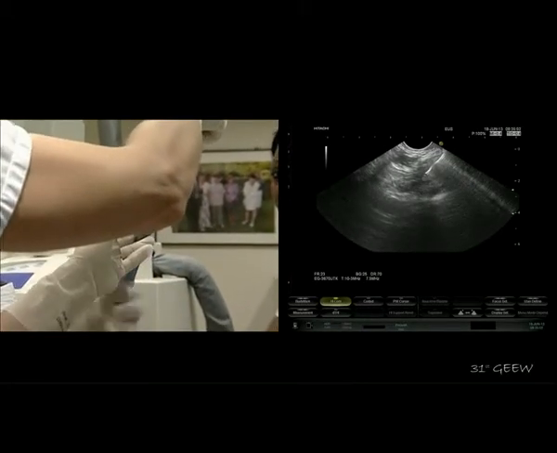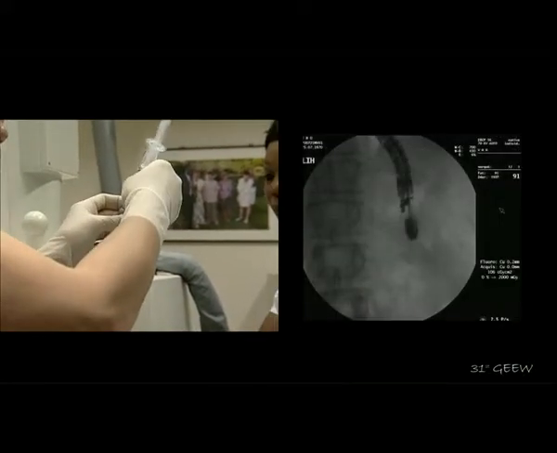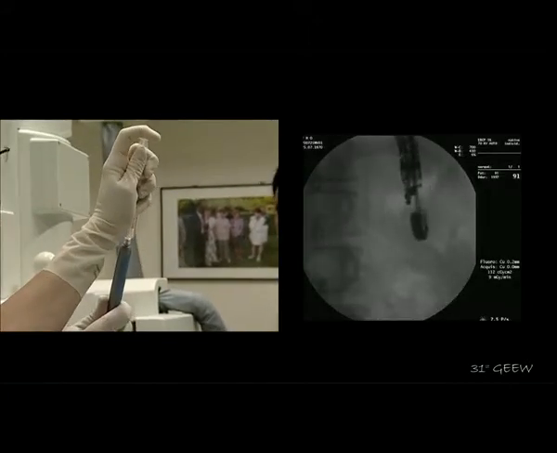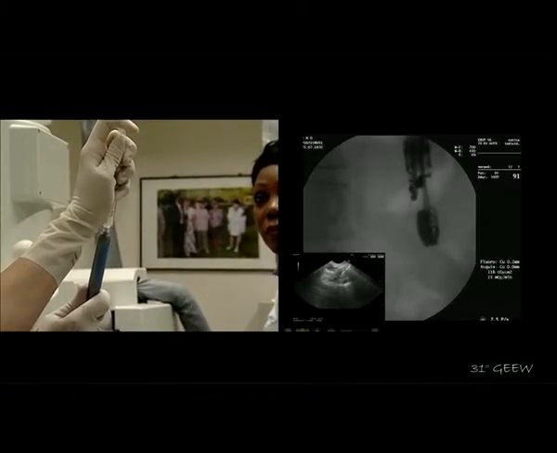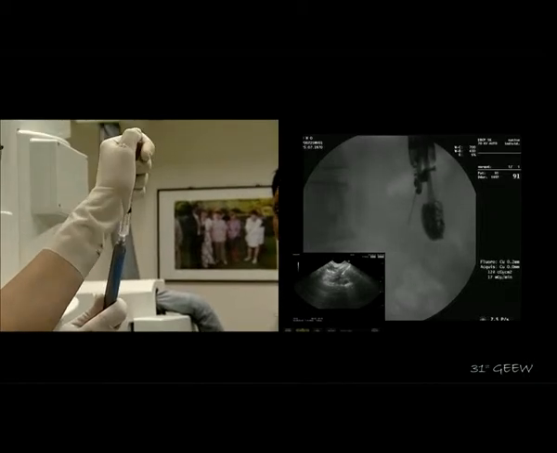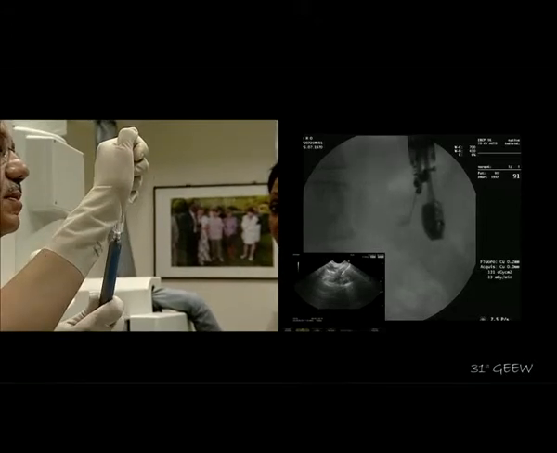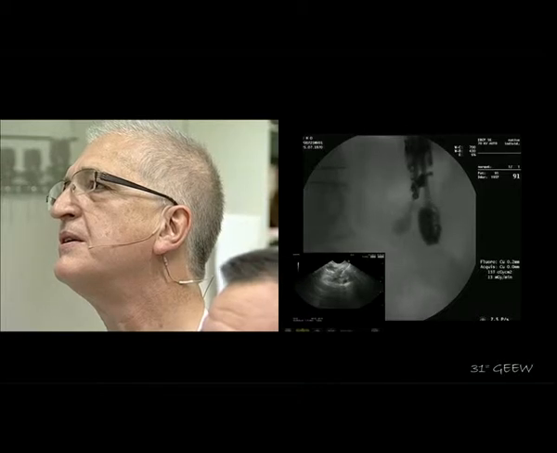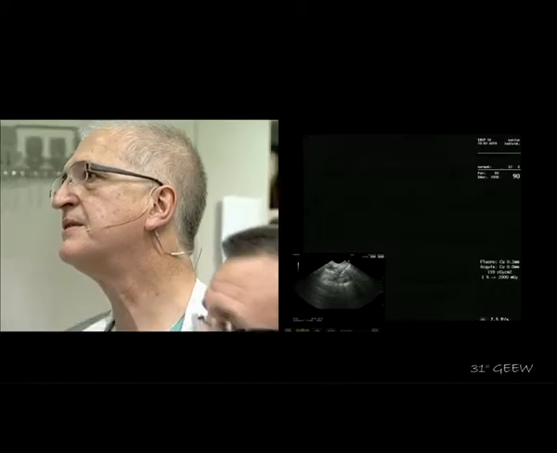Okay. You can inject the contrast now. So then we ask Sami to make a magnification. You should have the fluoroscopy image and the US image. I think that both would be nice to see. It's vascular? No, no. This is good. This is okay. This is the duct. This is the duct, yes.